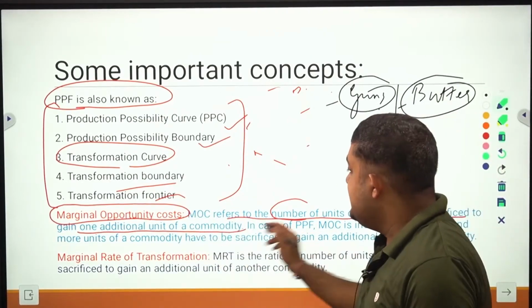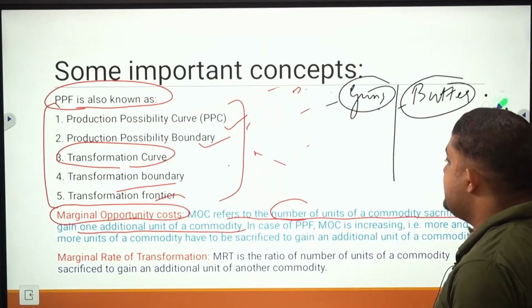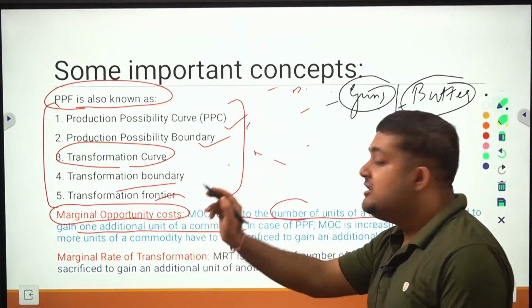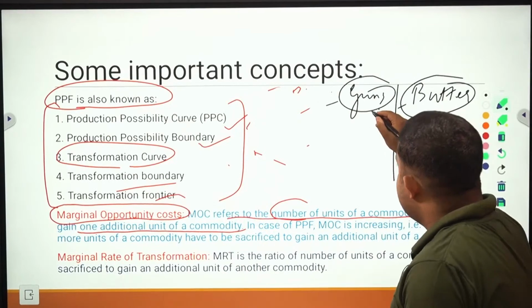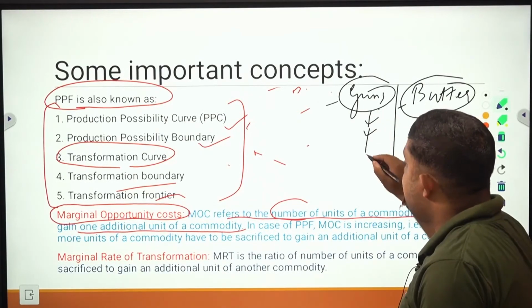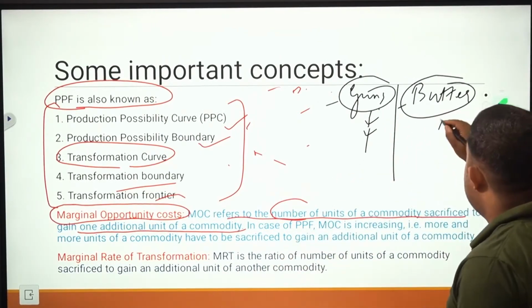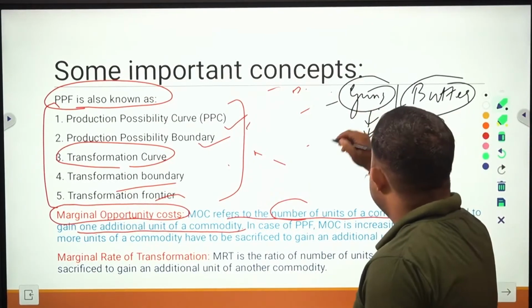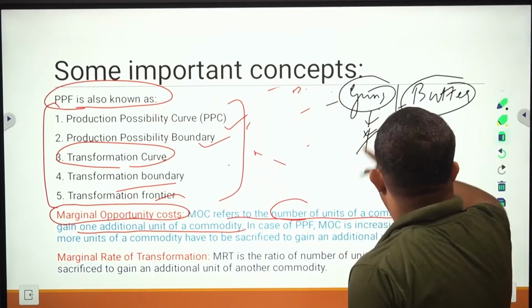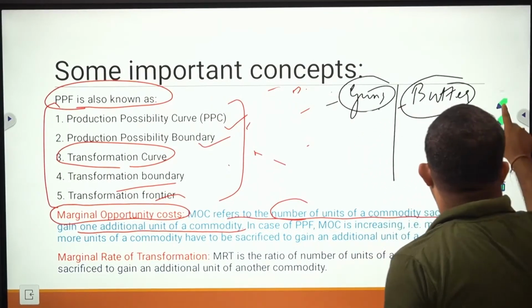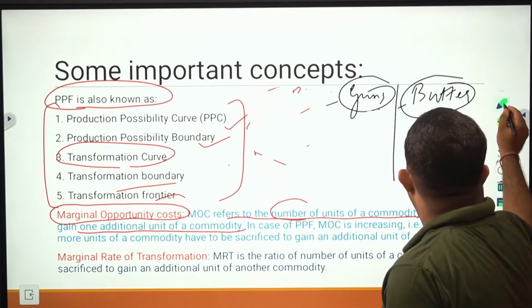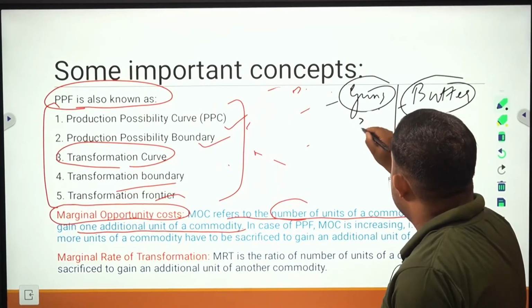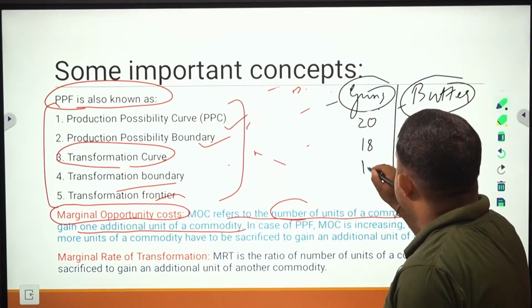So what is MOC? It refers to the number of units of a commodity sacrificed to gain one additional unit of a commodity. That means how many units of guns we have to sacrifice to gain one additional unit of butter. Here I am giving you an example. You will get the example very clearly. Suppose we have guns as 20, then 18, then 17.